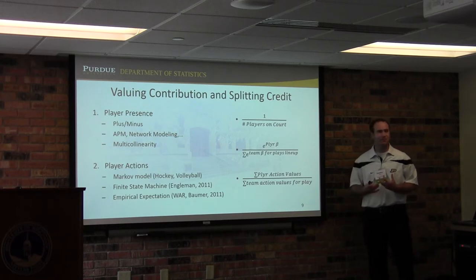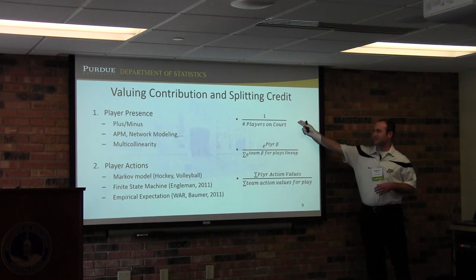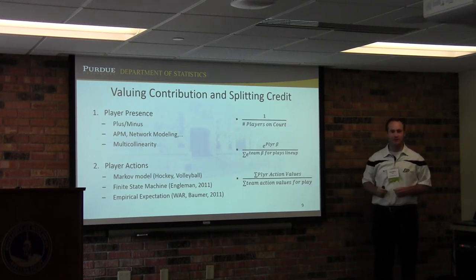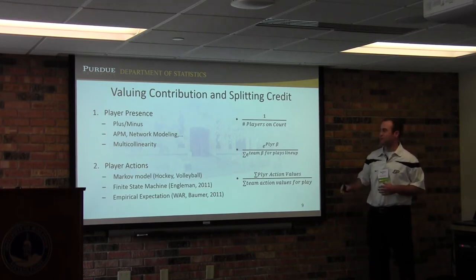Once we have some measure of contribution, we can split credit. So if we think of a plus-minus, all we're doing is saying you get one share out of how many players are on the court. And so that might not tell you a lot, but that's the most basic way to do it.